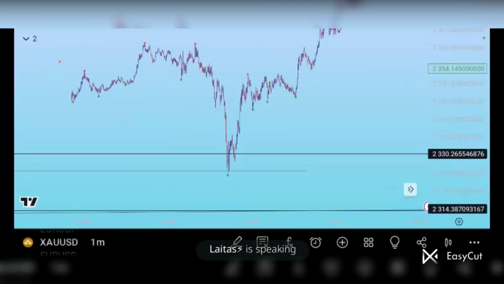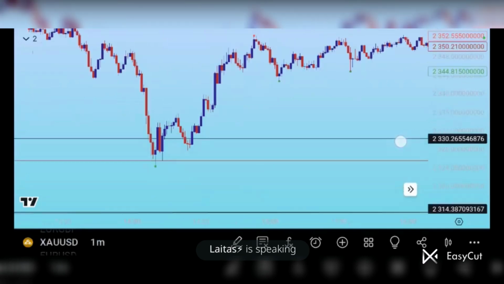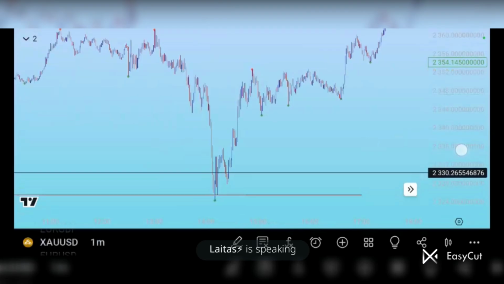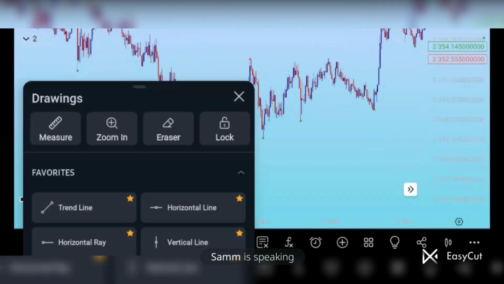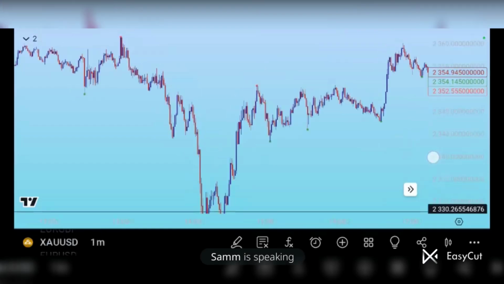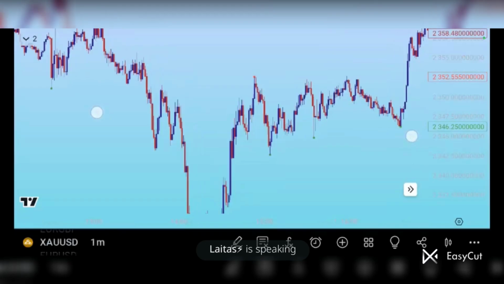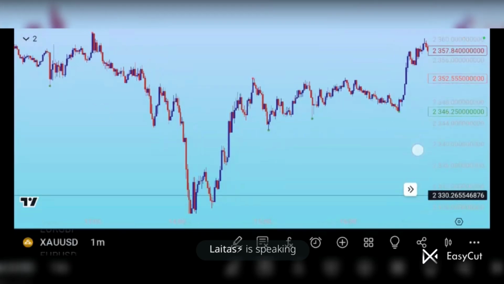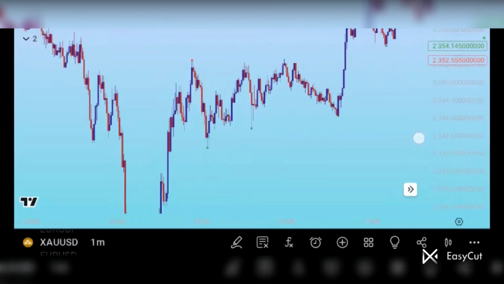Let me even see. I need to upgrade my entry model, my confirmation entry. And it didn't give me confirmation, even on 5 minutes. I didn't see anything. Now let me see how to get a confirmation entry. Let me show you.